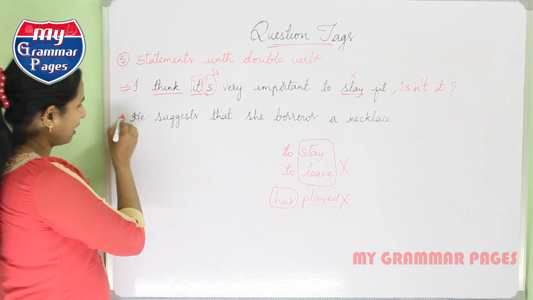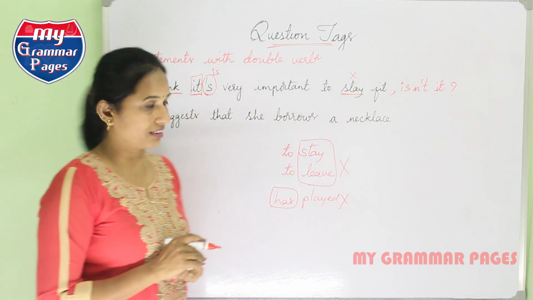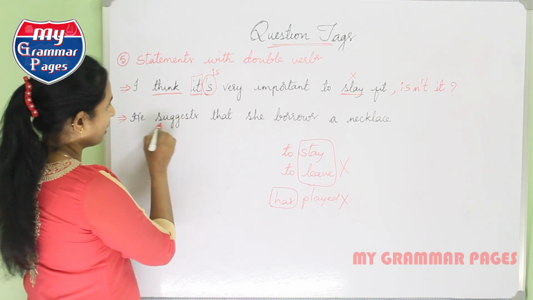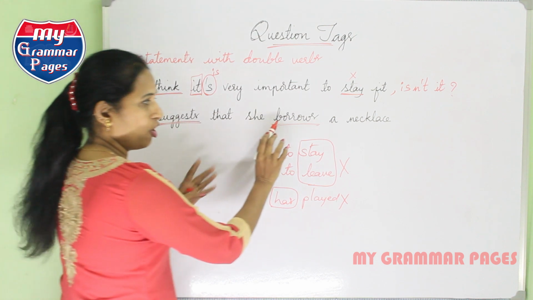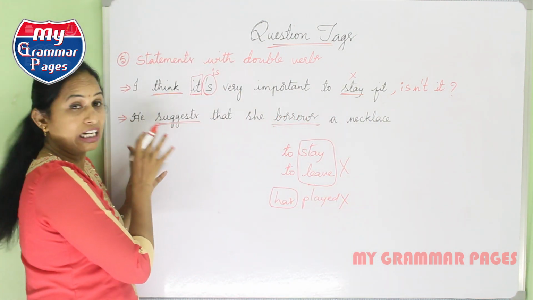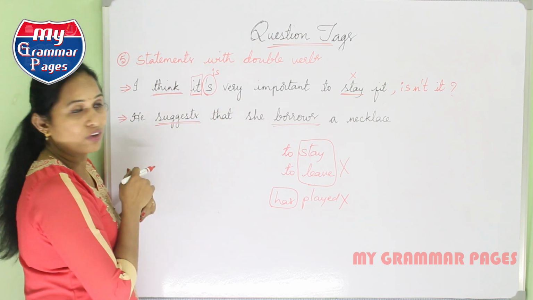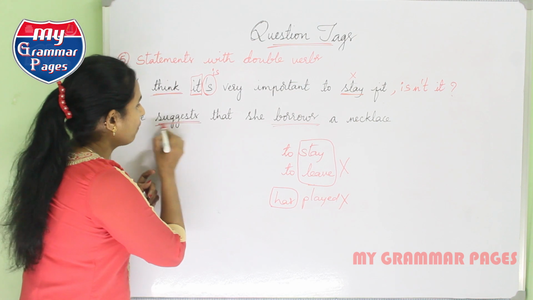Now coming to the next example. He suggests that she borrows a necklace. Now in this we have suggests as well as borrows as the verbs. Now we are not considering the second part here because here the suggestion is strong, not just borrowing a necklace. Here the suggestion is strong. That's why we are considering.